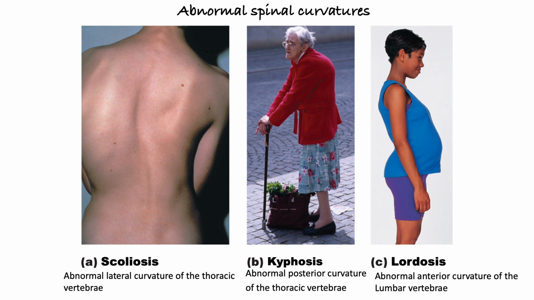And then the last one is lordosis. Lordosis is abnormal anterior curvature of the lumbar vertebrae. Here we see in this picture a pregnant woman, right? The belly is protruding forward, and it's almost like it's pulling the lumbar vertebrae anteriorly. Lordosis can also be seen in obese people or in pot-bellied men, and this could cause backache.